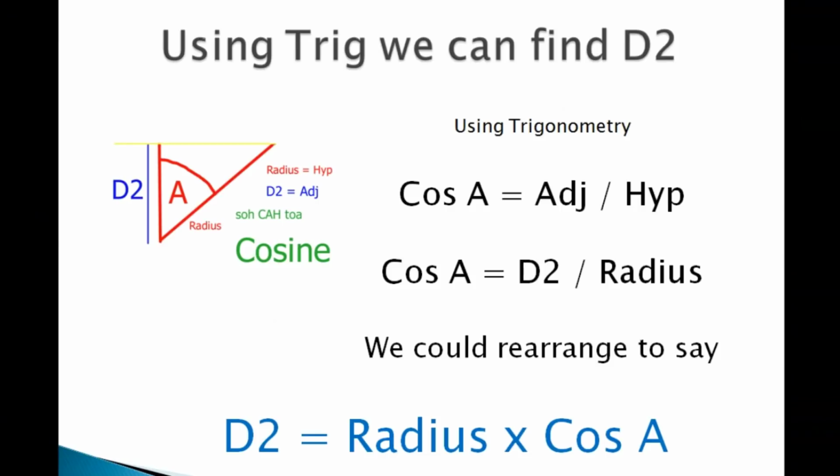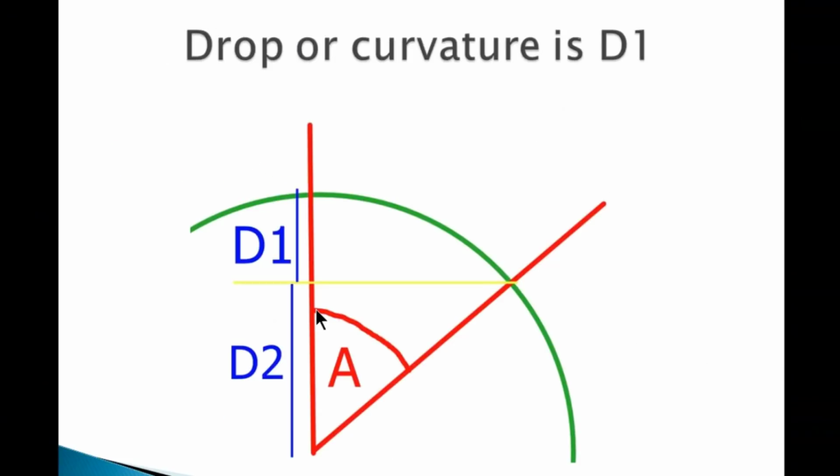And I'm going to just quickly shuffle that one again, so it's a bit easier for me to use later on. So I'm going to make the statement that D2 is actually equal to the radius multiplied by the cosine of angle A. So we're happy with the drop or curvature is D1.